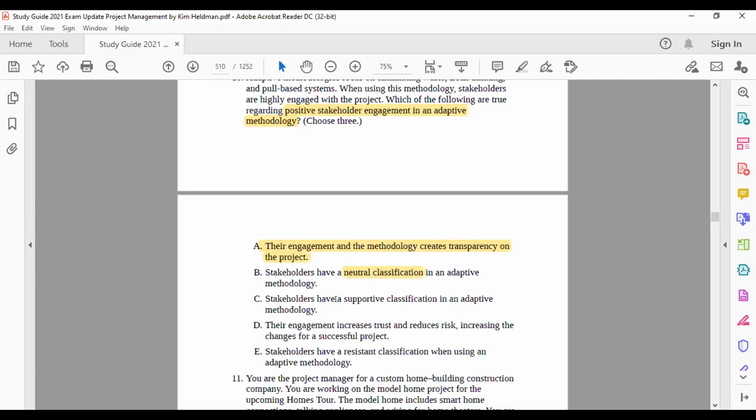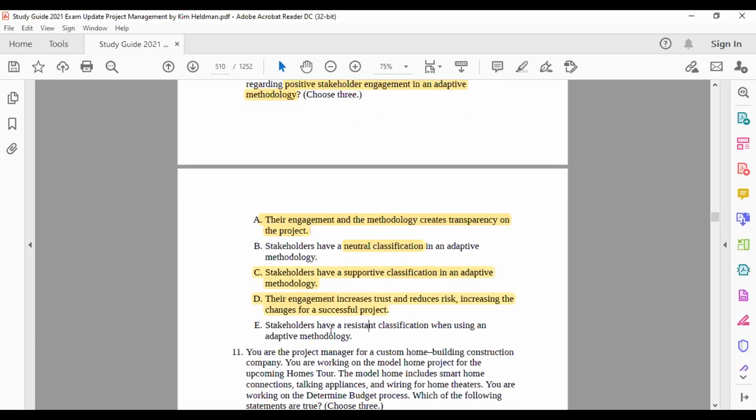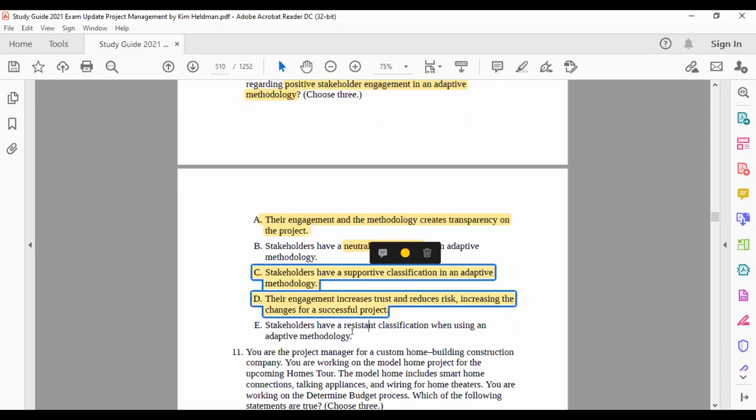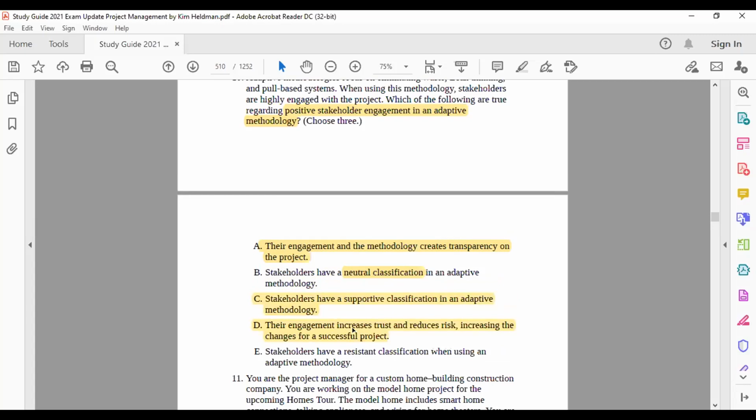We got answers A, C. Their engagement increases trust and reduces risk. Increases the chance of success. Yes, this is also the correct answer. So how many are correct? A, C, and D. Let's read E anyway. The stakeholders have a resistant classification. No, we want supportive classifications. So yes, A, C, and D are the correct answers. Good, perfect.